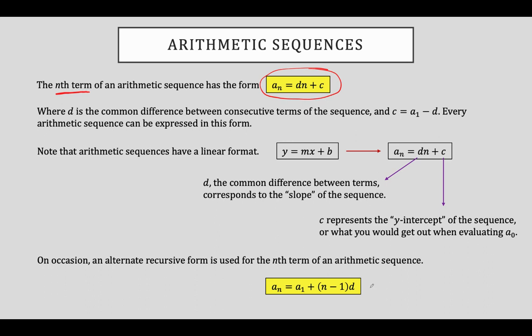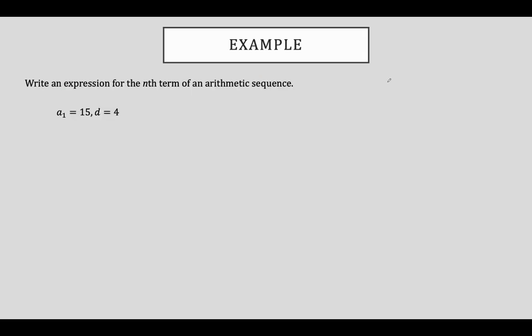All right, if you had to guess, this format, the recursive form, actually comes from the point-slope form of an equation of a line. But let's stick to this one up here for our next examples. So let's see if we can come up with an expression for the nth term of the given arithmetic sequence. We are told the first term of the sequence is 15 and that the common difference is equal to 4.